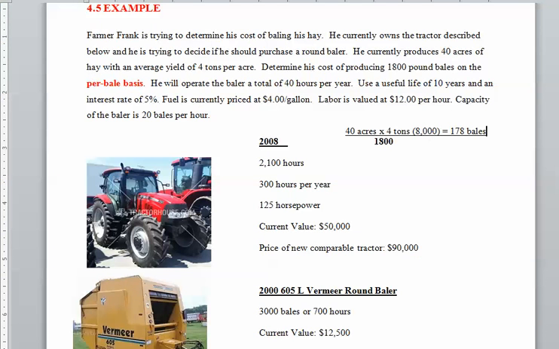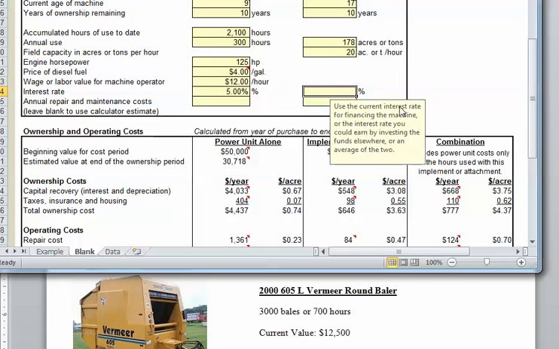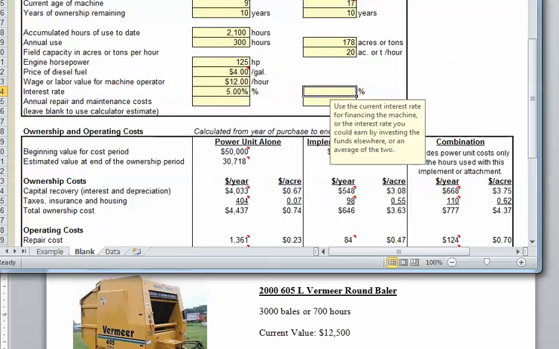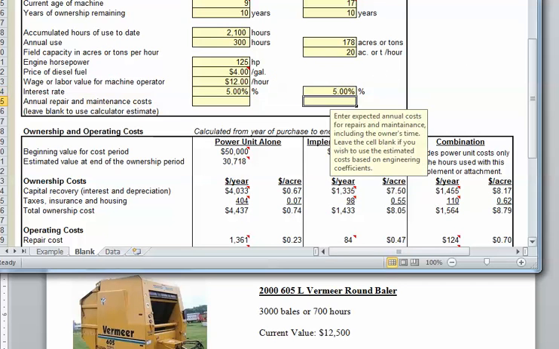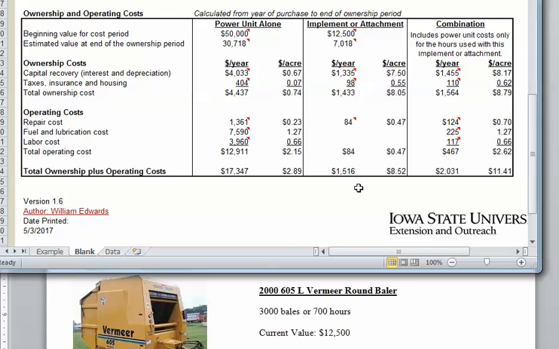Figure that out for yourself. If you were doing this for your own operation, you'd figure that out for yourself. Annual repair and maintenance cost. We're going to leave that for the computer that does calculate that for us. Again, we want to put the 5% in though, right here. So hey, we look down. We have all the math done for us.